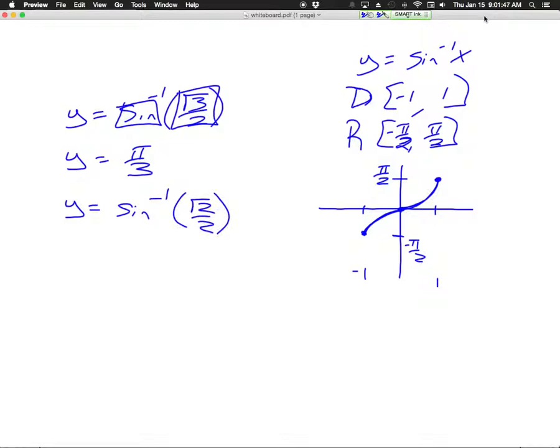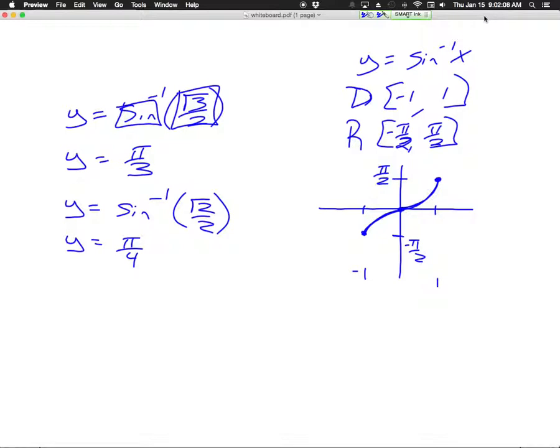I have y equals inverse sine of the square root of 2 over 2. So what do I want to do? Look for the square root of 2 over 2 and look for sine and figure out what angle they match at. So where do they match? Pi over 4. So my answer is pi over 4.